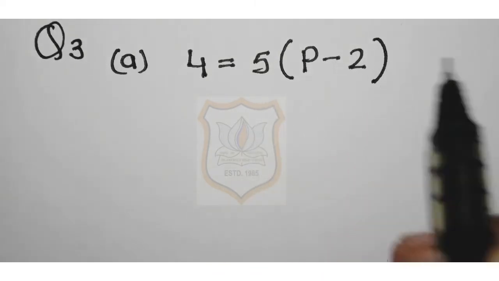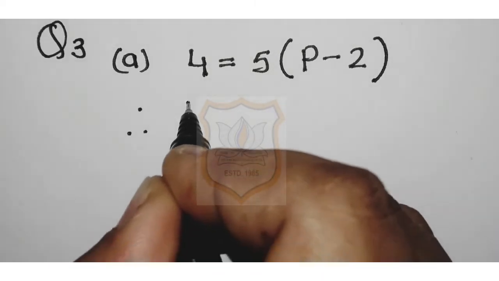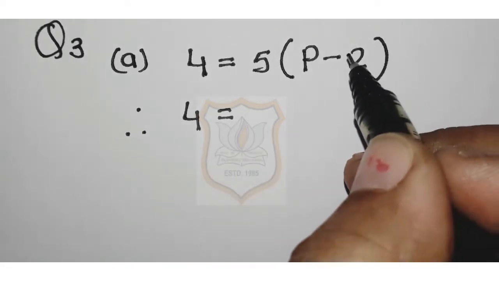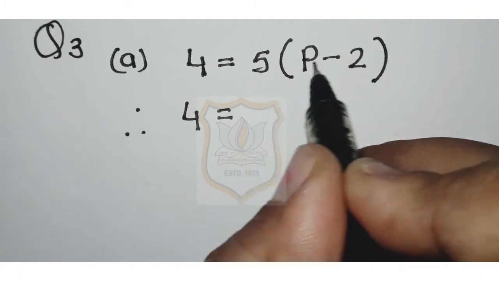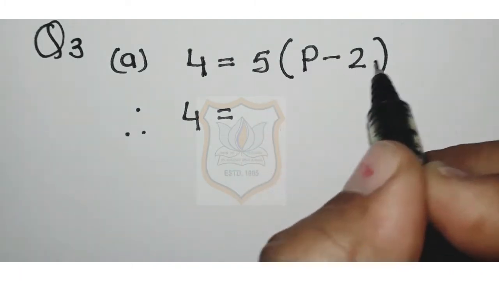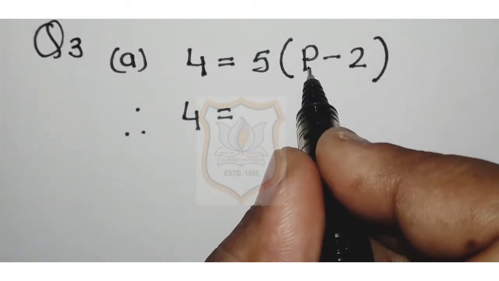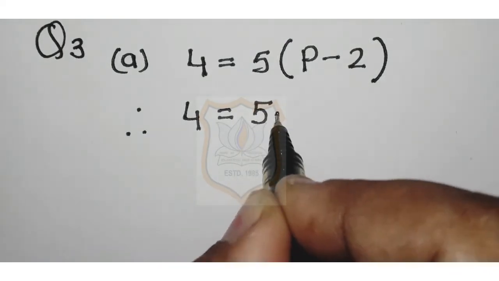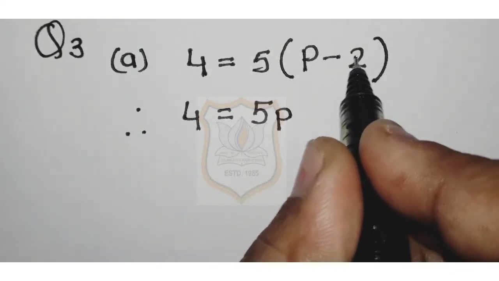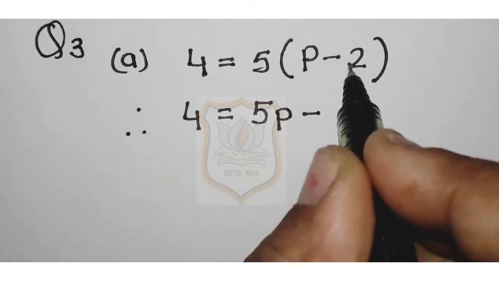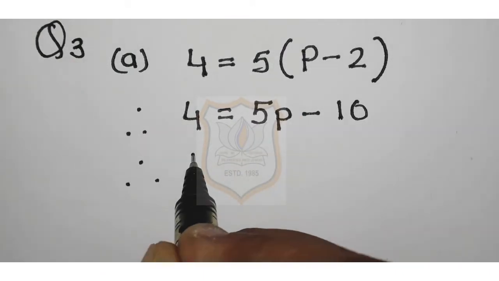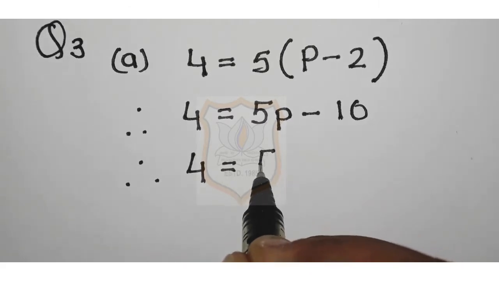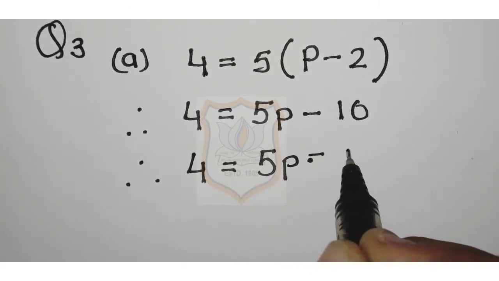minus 2 bracket close. Therefore, 4 is equal to, first we have to multiply this 5 by p and then this 5 by minus 2 to open the bracket. So, 5 multiplied by p is equal to 5p, and 5 multiplied by minus 2 is equal to minus 10. Therefore, 4 is equal to 5p minus 10.